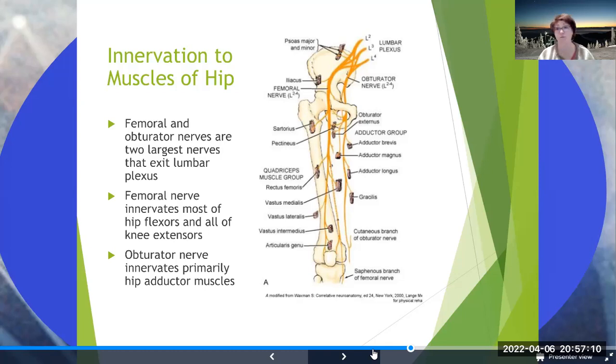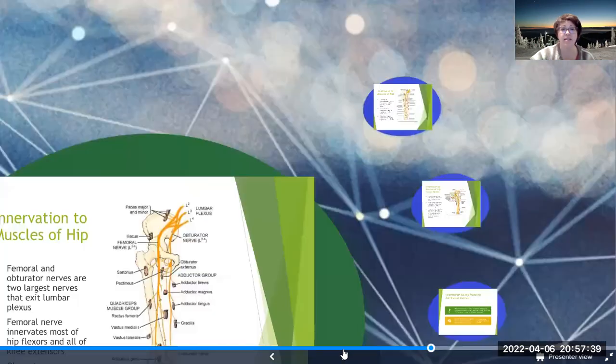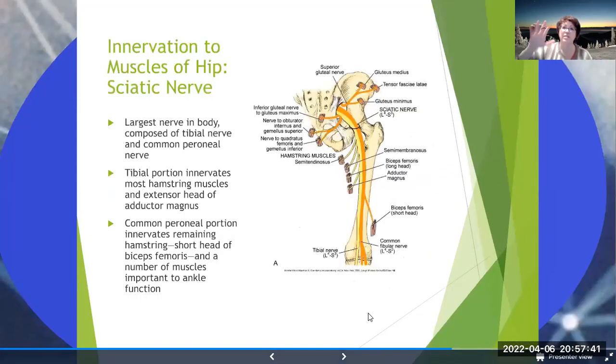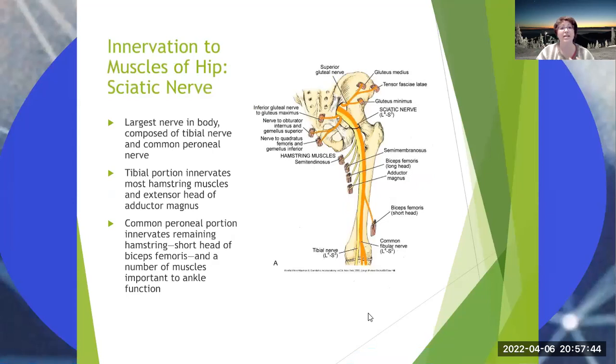So hip flexors and knee extensors are some pretty important players in functional mobility. And so the femoral nerve's pretty important for walking, standing, getting out of a chair, all that stuff. The obturator nerve innervates primarily the hip adductor muscles. Okay, so you can think of the anterior muscles, femoral nerve, the medial muscles are the obturator nerve, and then the other nerves that innervate the hip are the sciatic nerve, and then there's some what we call early exiting nerves that exit off the sacral plexus, and I'll talk about them.